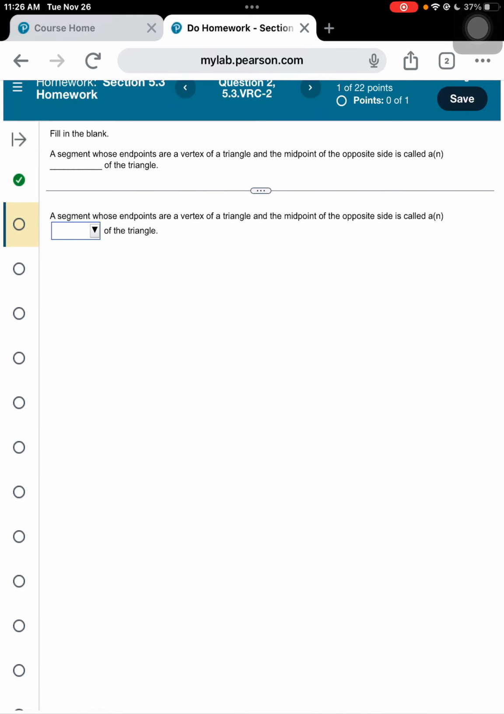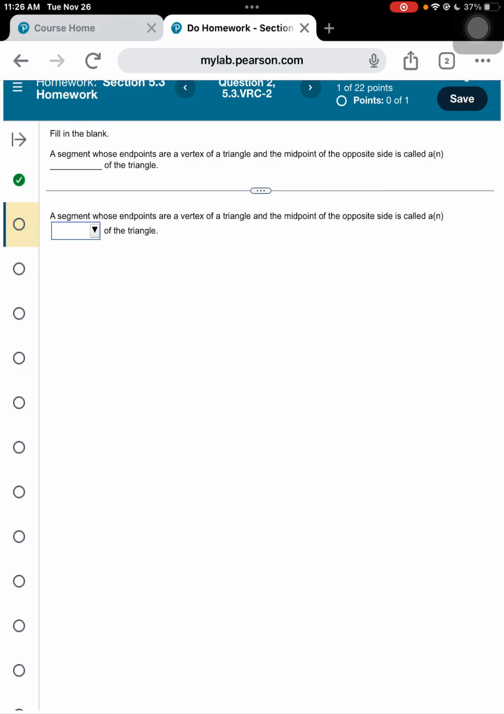Now, what about your median? What does your median do? That one I feel like you guys got really, really well. Your median starts at your vertex and goes to the midpoint of the opposite side. So a median is a line segment starting from your vertex to the opposite side of that angle at its midpoint.